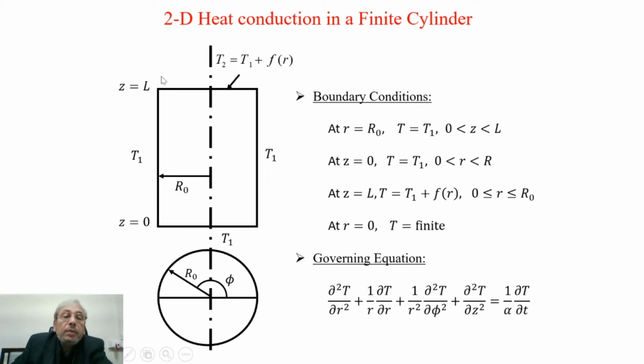At z equal to L, the temperature is T2. It may be a finite constant temperature all over, or it is basically an excess temperature over T1, which is a function of radius. So basically this side temperature is higher than T1, and at r equal to 0, that means along the axis, theta is finite. So T is finite. So temperature is finite at the axis r equal to 0.